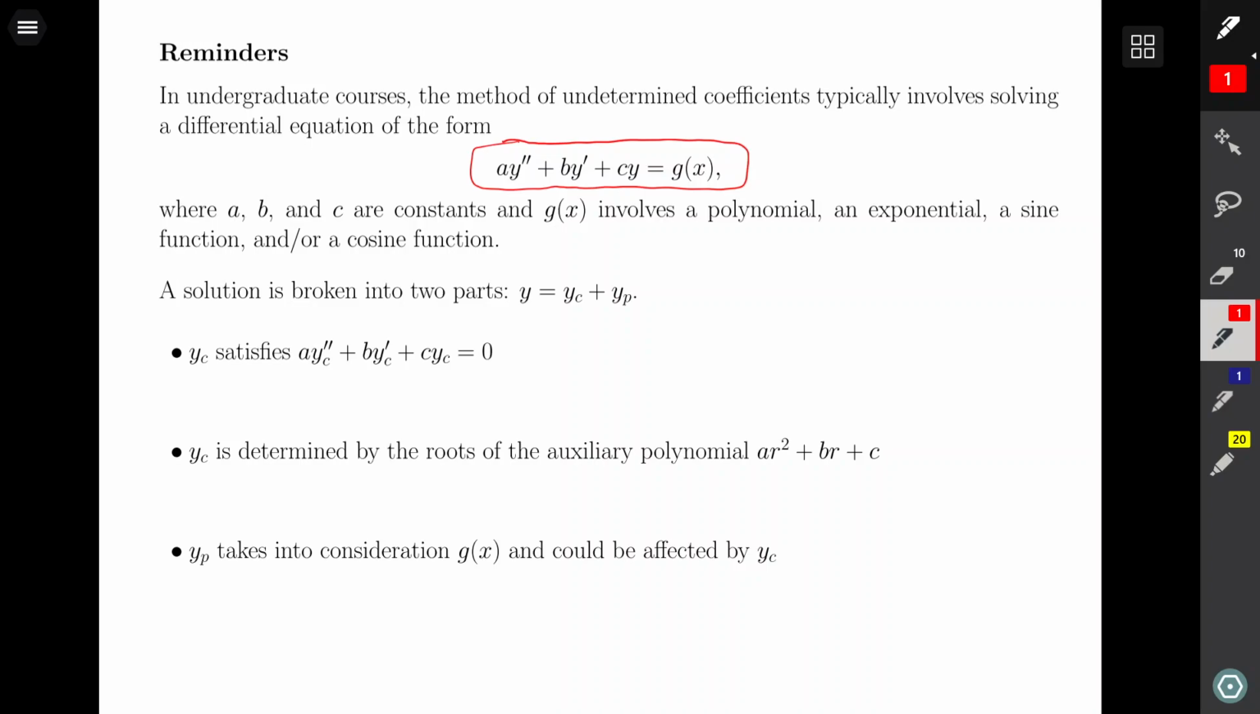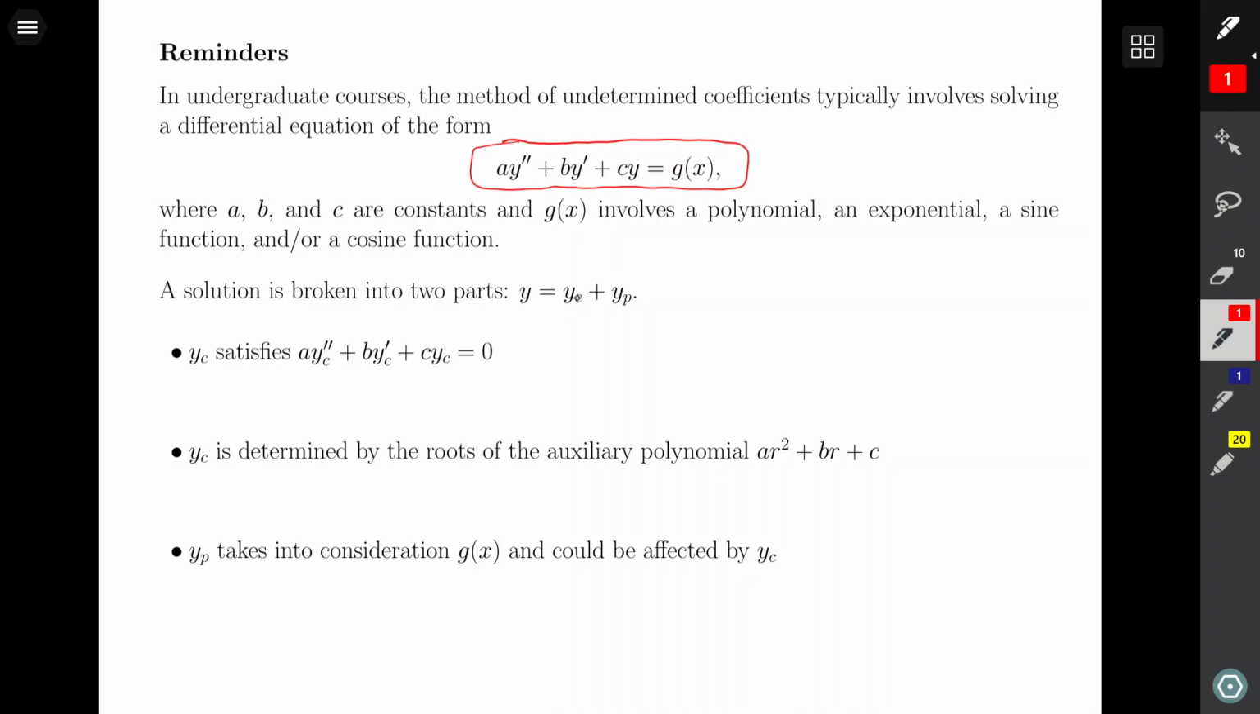Okay, so if we've got something like that, it's a non-homogeneous differential equation because the right side, which doesn't involve y at all, is non-zero. We break that solution into two parts, something plus something.